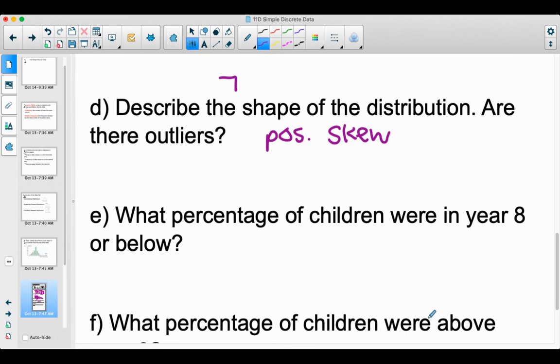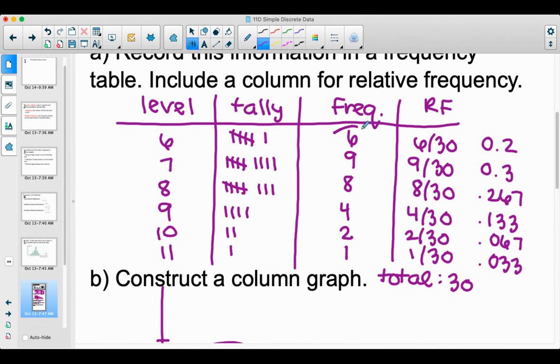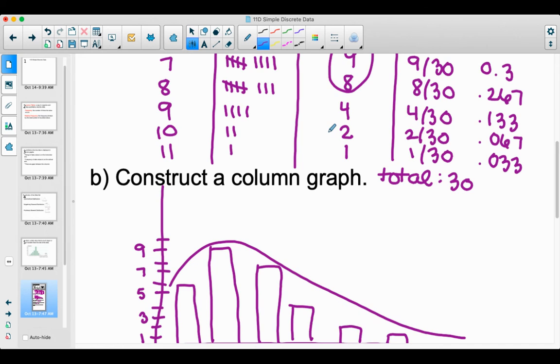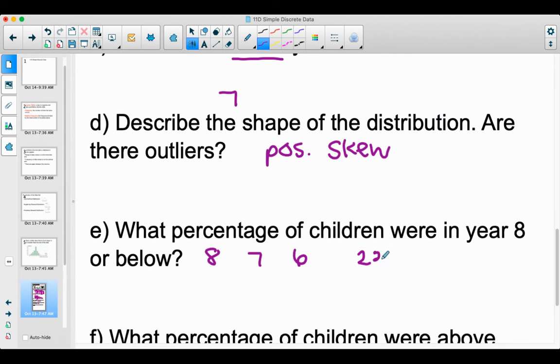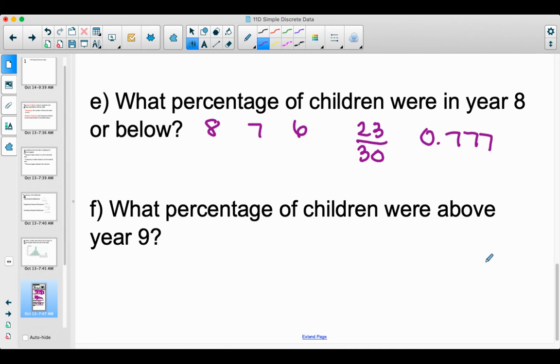And then what is the percentage of children who were in year 8 or below? So 8 or below is going to be including year 8, year 7, and year 6. So you're going to add all of those together. So 8, 7, and 6 is these three. So when we add those together, we end up with 23 out of 30, which is roughly 0.777, which is 77.7%.